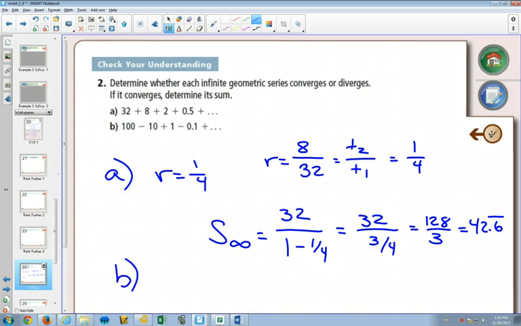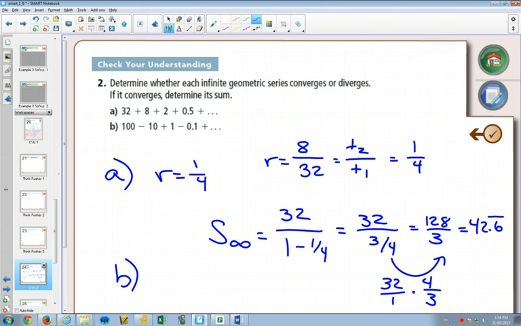How did I find the fraction from here to here? So how do we divide by a fraction? Dividing by a fraction is the same as multiplying by the reciprocal, right? So my fraction on the top is 32 over 1. If I'm dividing by 3/4, that's the same as multiplying by 4 over 3. Then 32 times 4 is 128, and 1 times 3 is 3. So that's how I went to 128 over 3.